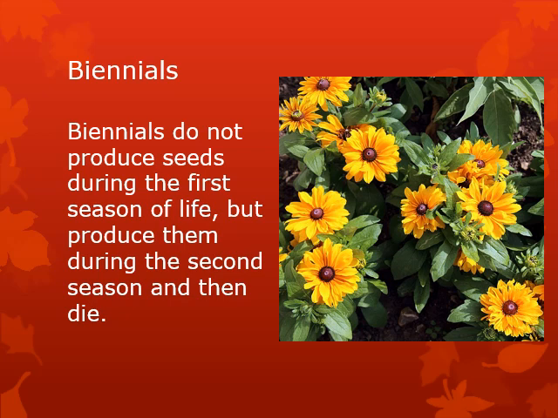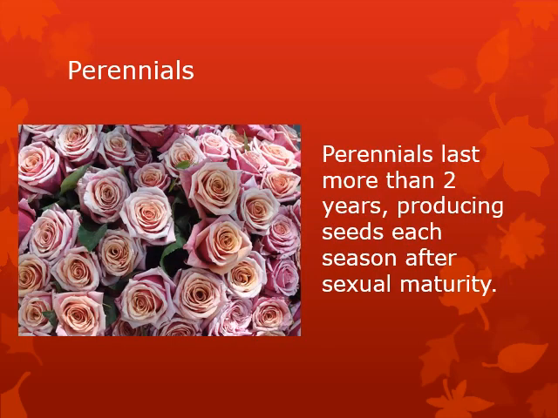Biennials don't produce seeds during their first season. They have vegetative growth their first year of life, and then are reproductively successful the second year. Think asparagus. Different types of plants that basically it takes them a whole year to get reproductively mature, and in the second year they can produce seeds. Then they die. And then you have your perennials.